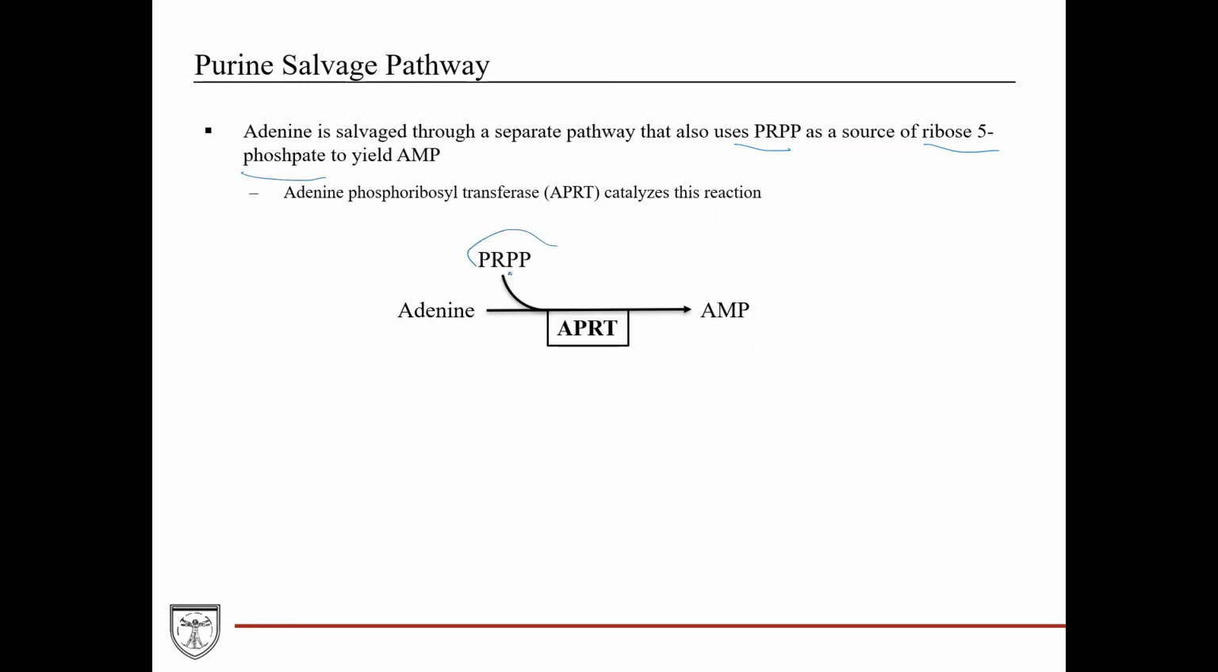yields AMP. So you have PRPP combining with adenine to form AMP, and this is catalyzed by the enzyme adenine phosphoribosyl transferase, or APRT. That's not typically a high-yield enzyme to know about. It's just that you don't want to get confused and think that HGPRT is also responsible for salvaging adenine. Adenine has its own enzyme.